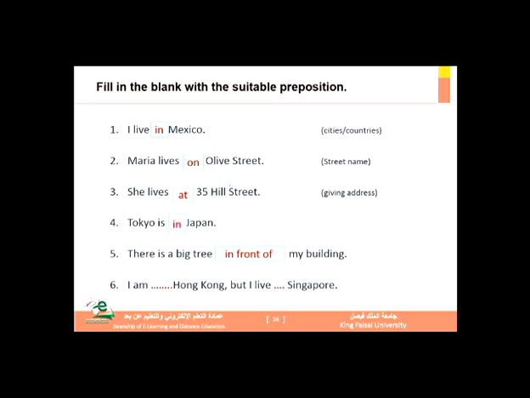Looking at question number 6, I am Hong Kong. I am from Hong Kong. I am from Syria. I am from Lebanon. I am from Saudi Arabia. So when you want to talk about your origin, where you came from, you use the preposition from. I am from Hong Kong, but I live Singapore. Now wait a minute, is Singapore the name of a city or a country, or a street, or is it giving an address? Clearly I live in Singapore, where Singapore is the name of the city.